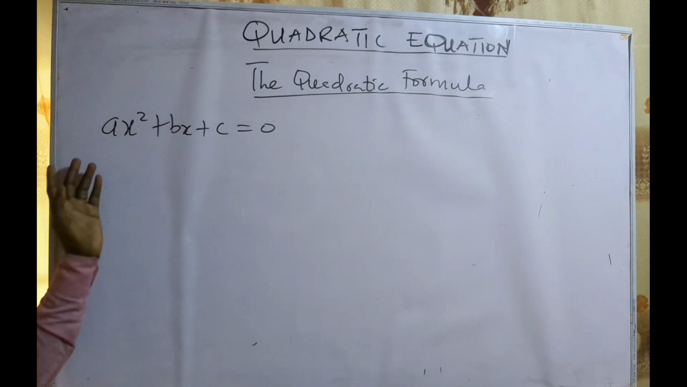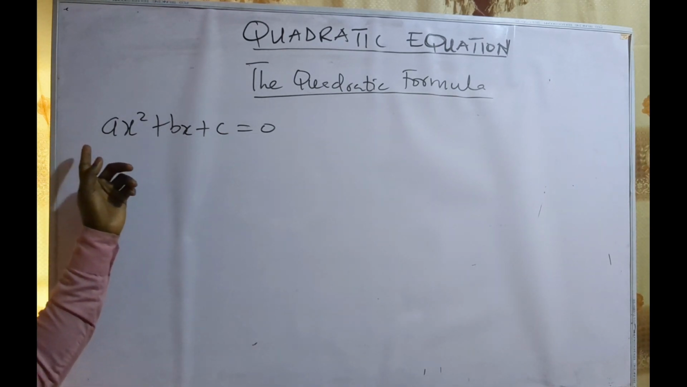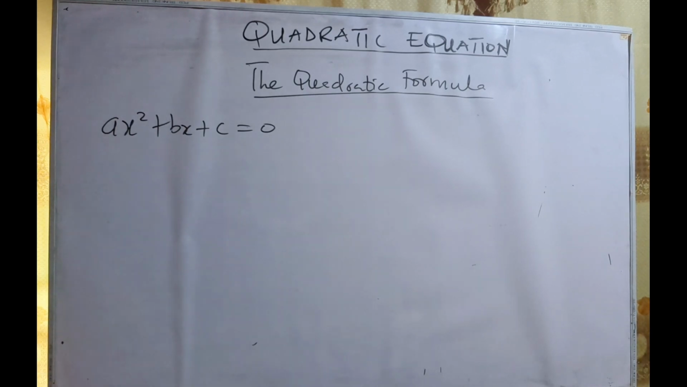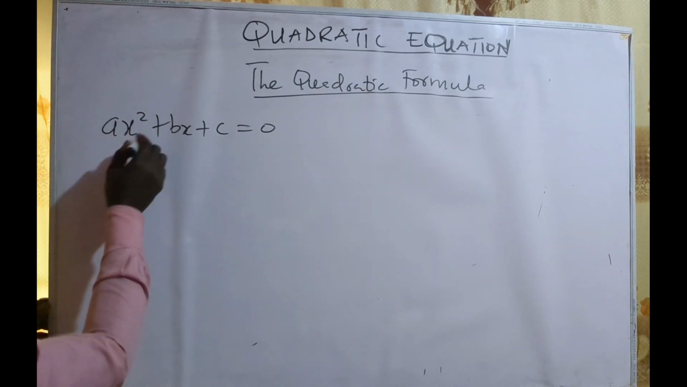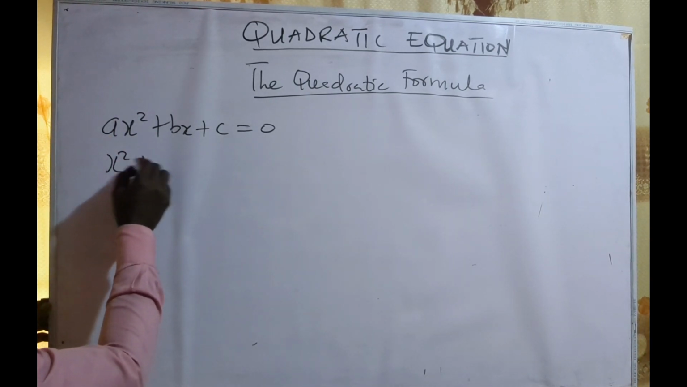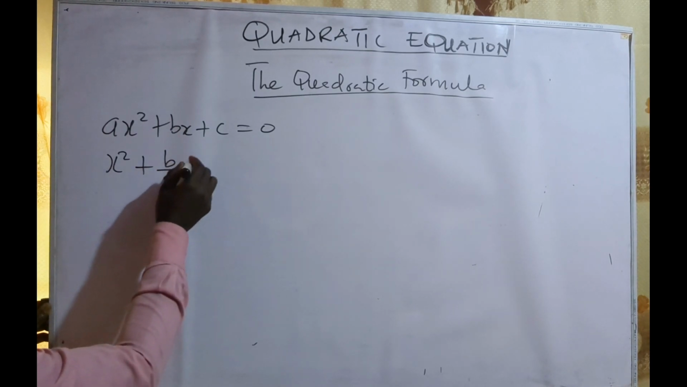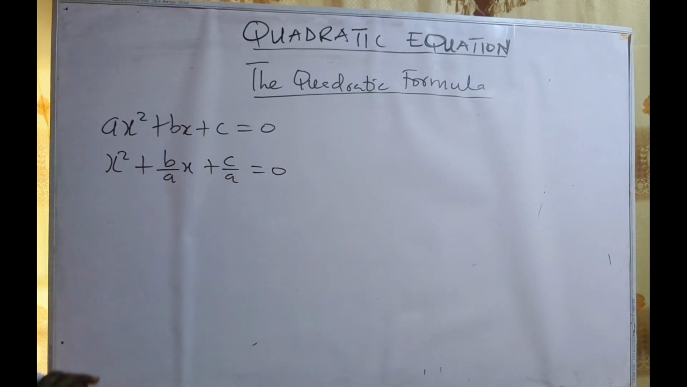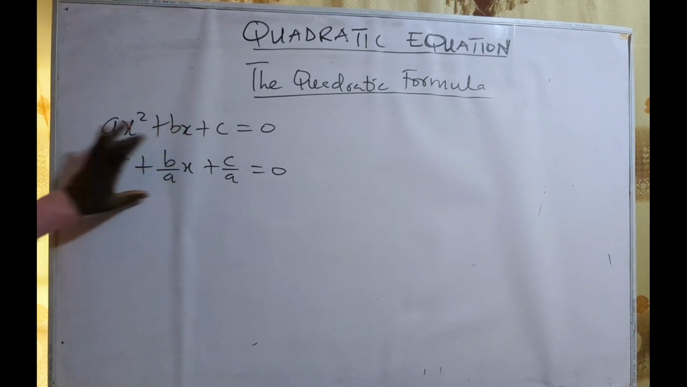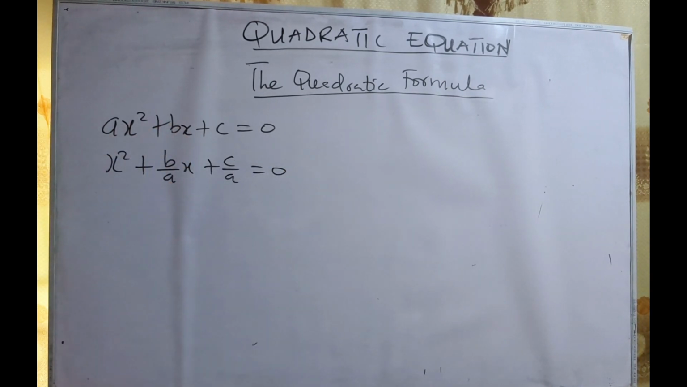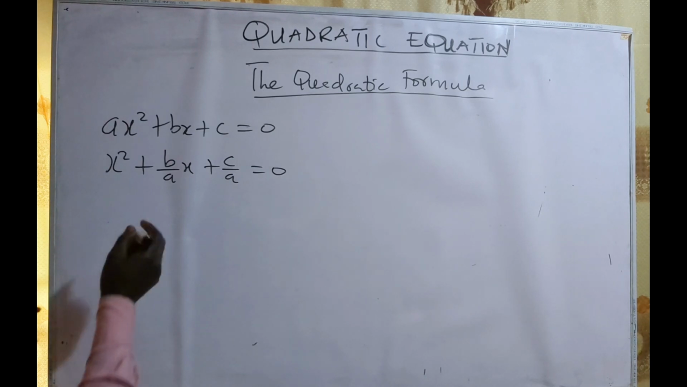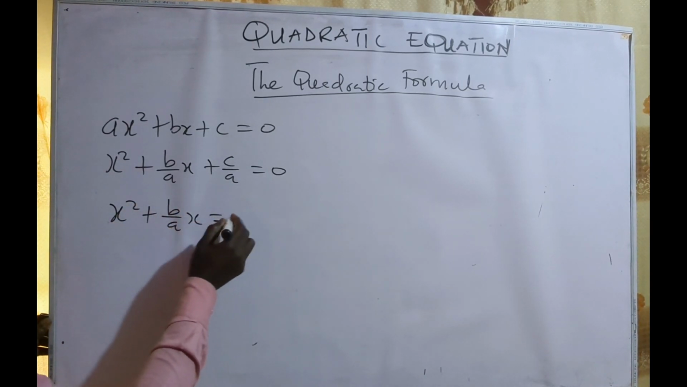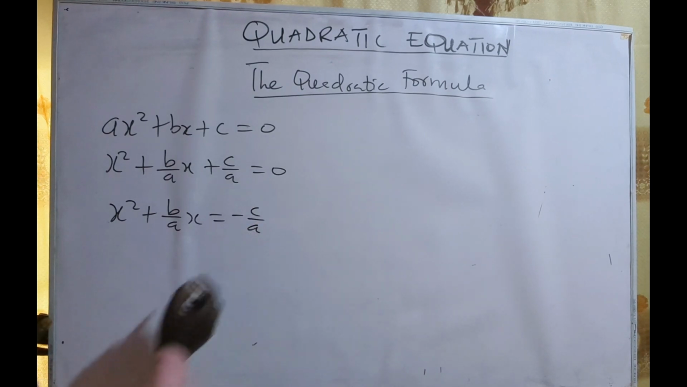So the completing the square, we say make sure that the coefficient of the x squared is what? Is 1. So here it is a. So we are going to divide through by a. So that will give me x squared plus b over a x plus c over a equal to 0. Then to complete the square of this binomial, we will take the constant to the other side of the equal sign. So we have x squared plus b over a x equal to negative c over a.